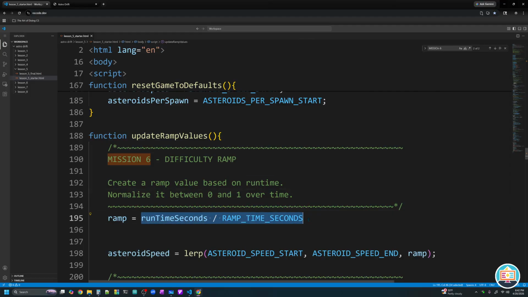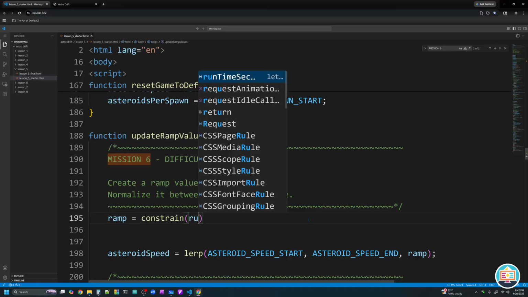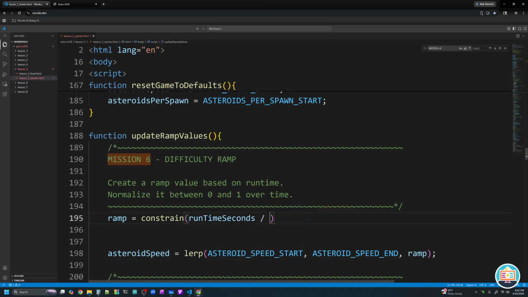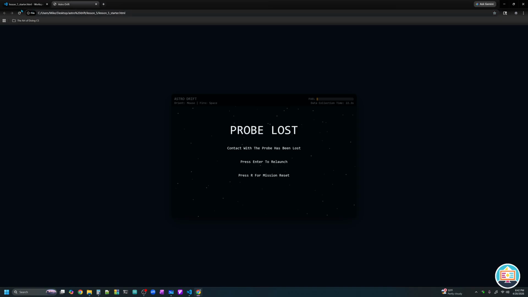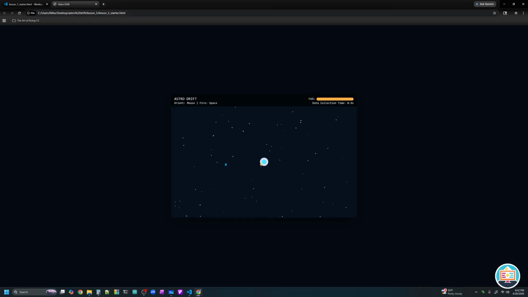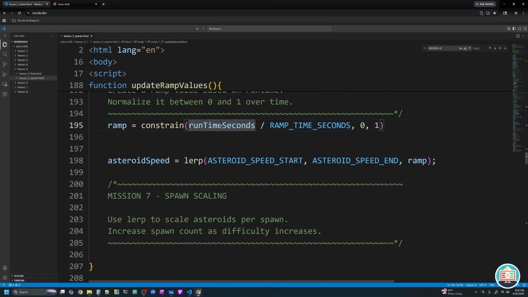So what we're going to do is we are going to actually call the constrain function, and we're going to constrain that value of runtime seconds divided by ramp time seconds, and we're going to provide a lower bound of 0 and an upper bound of 1. We now have our ramp. Excellent. So let's use that ramp now. I don't think that's going to do anything because we're not doing anything with the ramp yet. So let's use the ramp to control some things.